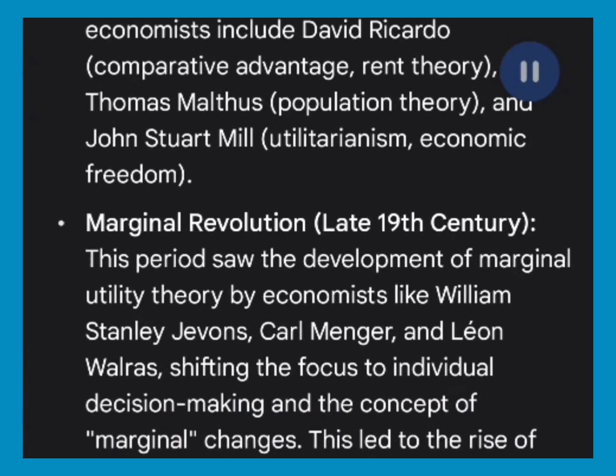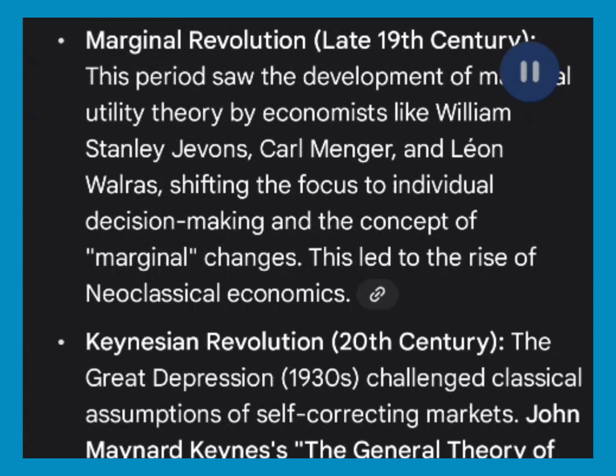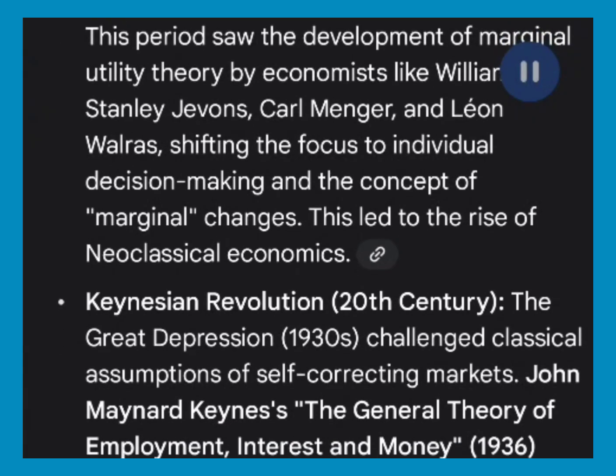Marginal revolution, late 19th century. This period saw the development of marginal utility theory by economists like William Stanley Jevons, Carl Menger, and Leon Walras, shifting the focus to individual decision-making and the concept of marginal changes. This led to the rise of neoclassical economics.